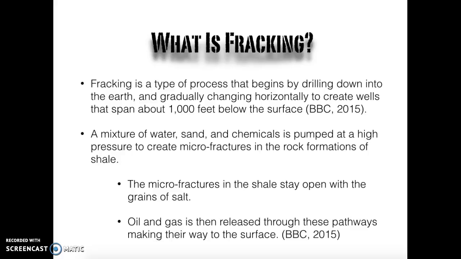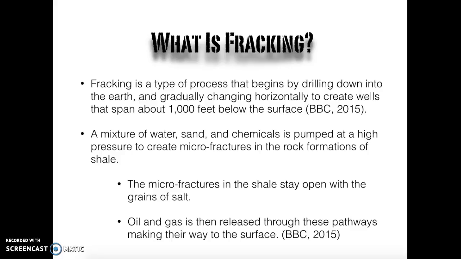It is a type of process that begins by drilling down into the earth and gradually changing horizontally to create wells. These drill sites span about 1,000 feet into the earth, and they go straight down and change horizontally into the shale rock formations, which is several layers beneath the earth, which is where most of the crude oil that we get is formed.